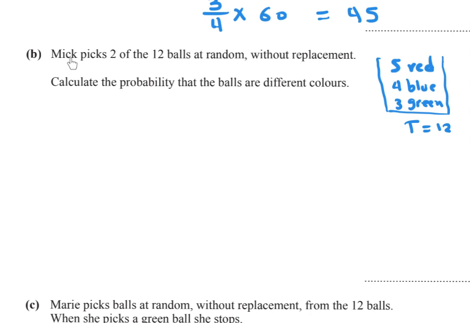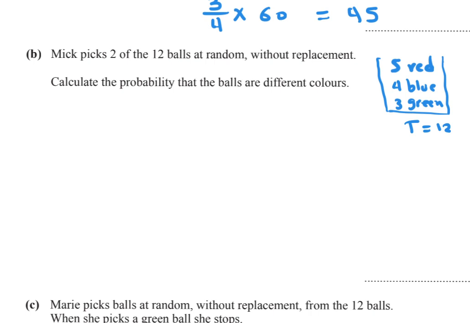For B, Megan picks 2 of the 12 balls at random without replacement. Calculate the probability that the balls are different colors. So we have 3 colors. Different colors means one red and one blue, or one red and one green, or one blue and one green. So we can do that.